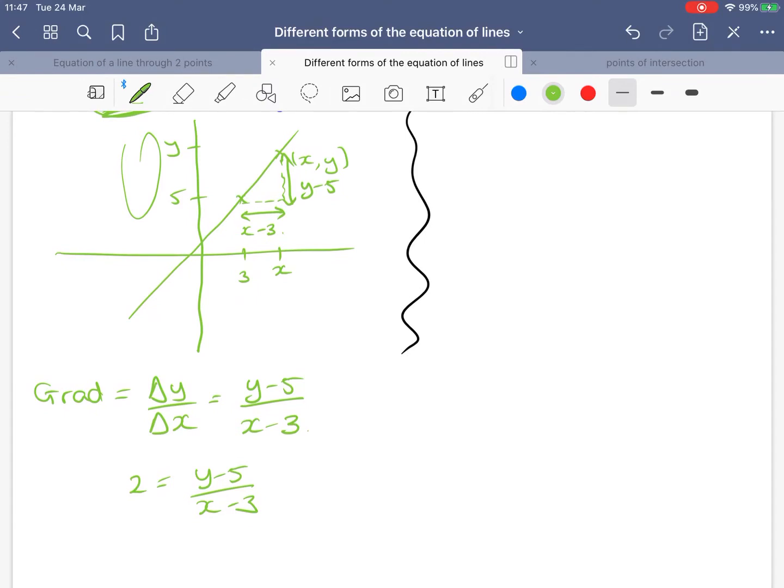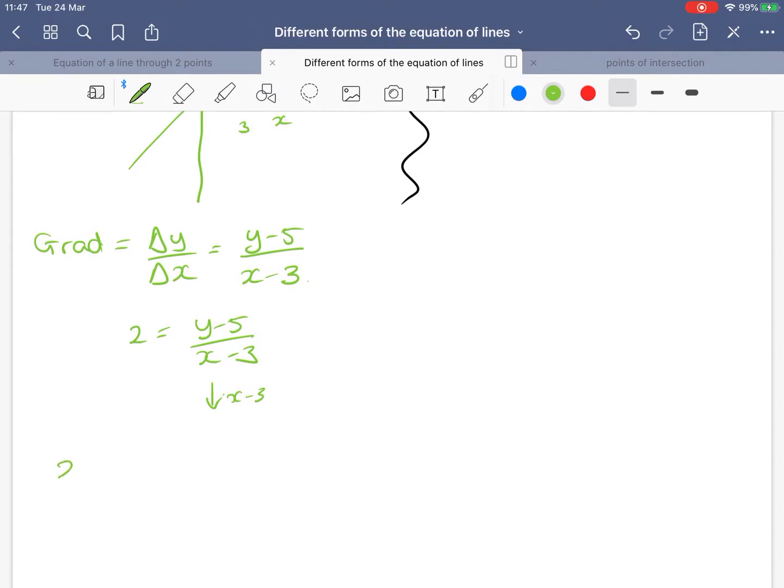And what we tend to do is we don't like the fractions particularly at this point, so we multiply by (x − 3), and we end up with 2(x − 3) = y − 5. And written the other way round, because that's how we tend to write it, that is the equation of the line in the gradient point form.